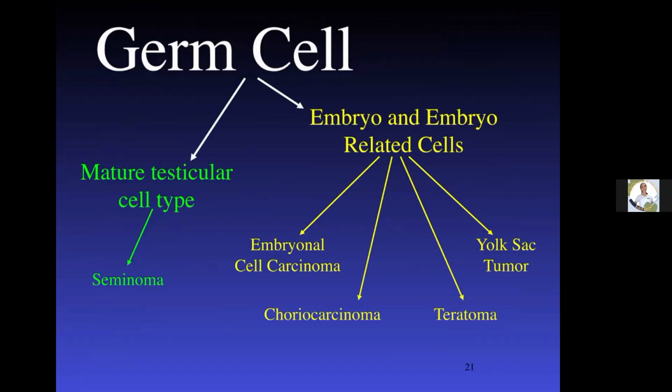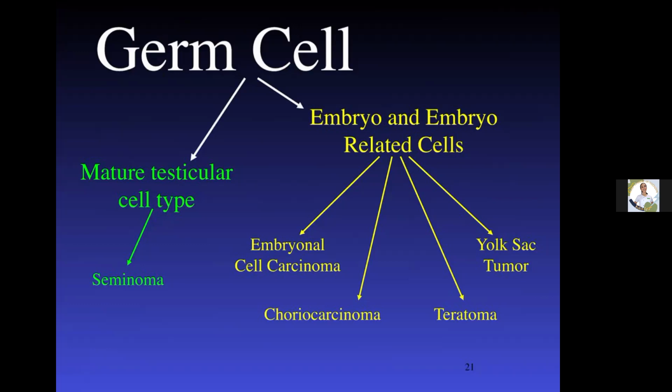So your germ cell, you have an embryo and embryo-related cells which will make up your yolk sac tumor, your teratoma, your choriocarcinoma, your embryonal cell carcinoma. On the other hand, your mature testicular cell type will cause your seminoma.